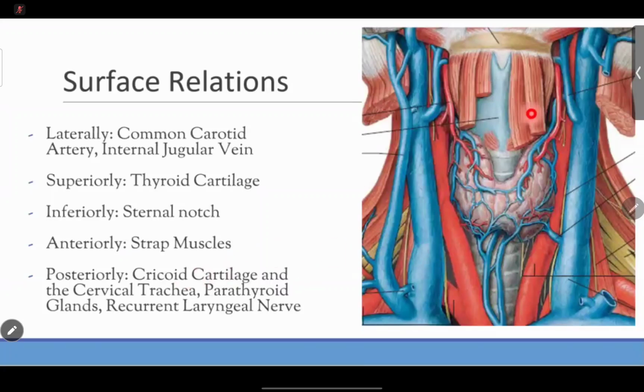Then anteriorly would be your strap muscles. So these are your different strap muscles. Then posteriorly would be your cricoid cartilage and cervical trachea. And the posterior surface of your thyroid gland would be your parathyroid glands. And then underneath it, in close proximity, would also be your recurrent laryngeal nerve.